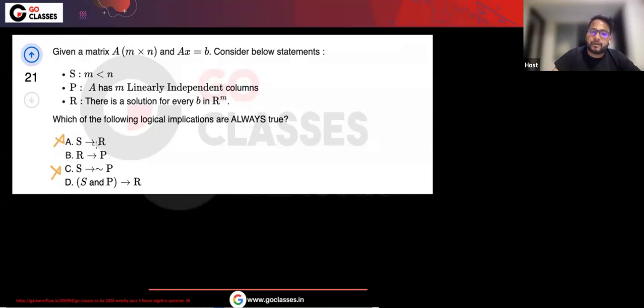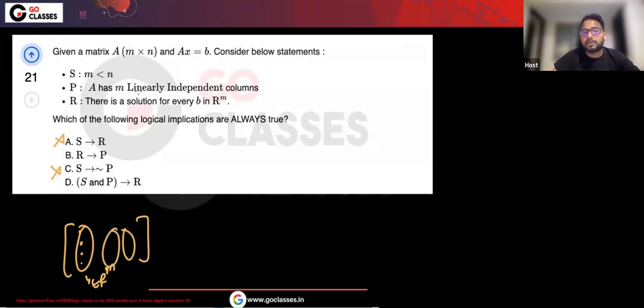B is saying R gives P. R means there is a solution for every B. If you have a solution, which means you are filling the space, then A has M linearly independent columns. So A is M cross N, which means M rows, so this is in R^M, right? Now there is a solution for every B. If you have a solution for every B, it means you are filling the space. So A must be having M linearly independent columns. That is why B is true. Is this fine to everyone? Let me know.